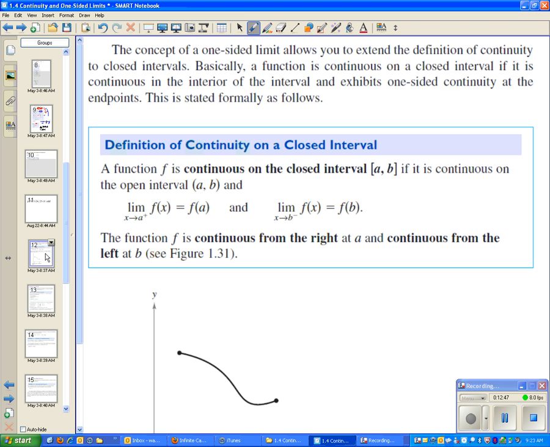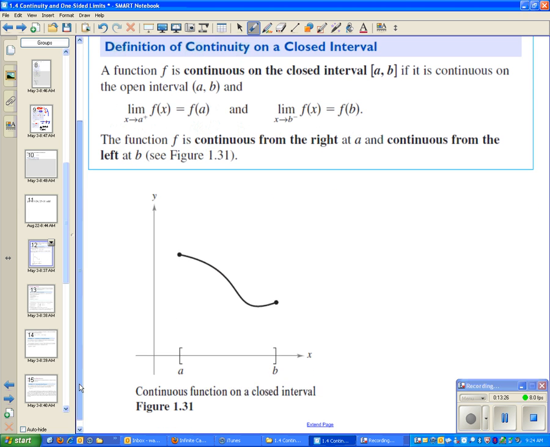So, let's look at page 73. And the book says, the concept of a one-sided limit allows you to extend the definition of continuity to closed intervals. Basically, a function is continuous on a closed interval if it is continuous in the interior of the interval and exhibits one-sided continuity at the endpoints of the interval.